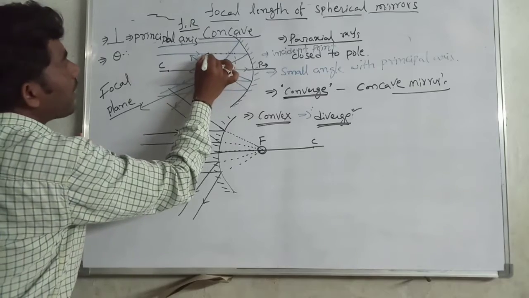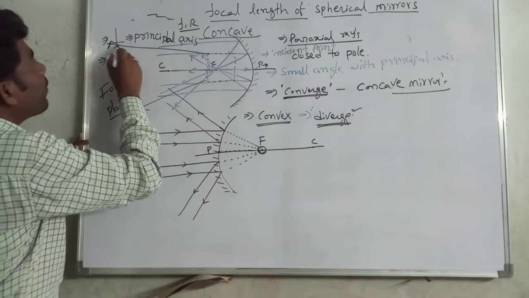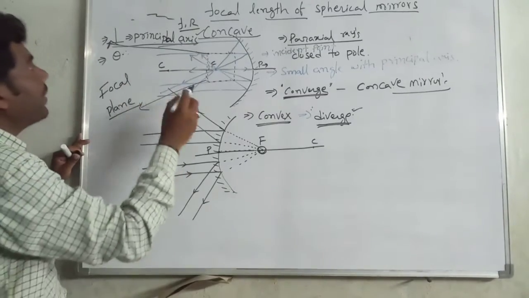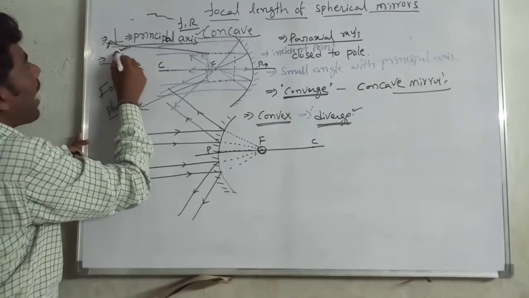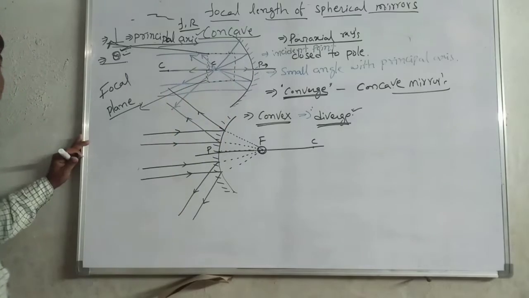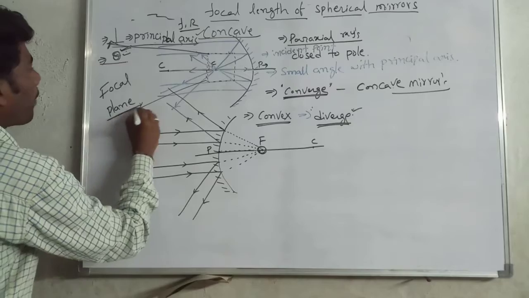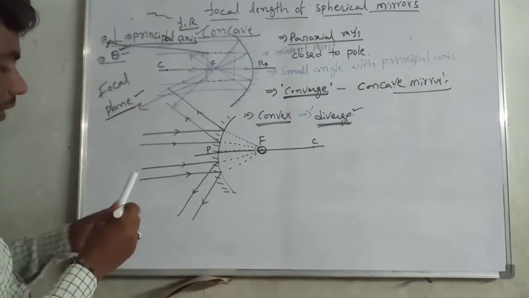If this plane has two properties, that it is perpendicular or normal to the principal axis, and it makes some angle theta with the principal axis, then this plane we will call a focal plane. This is the important point of this one.